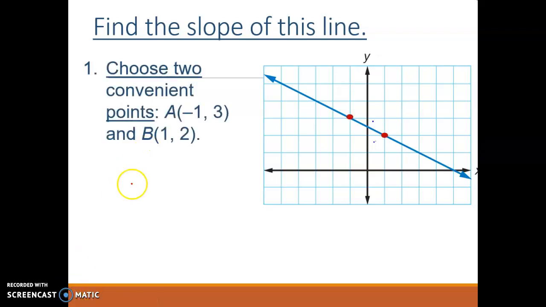First, we want to choose 2 convenient points. We always want to choose points that are right on an intersection. We don't want to choose a point right here in the middle, where we can't really tell what the exact value is. So we want to choose points right at the intersection of lines. So we're going to choose point A here, (-1, 3), and point B here, which is (+1, +2).